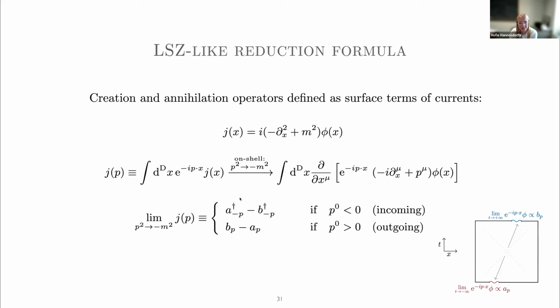So we basically define the creation annihilation operators as this limit, basically picking out the surface terms of this integral here. And this becomes A dagger minus B dagger. So B dagger is the term in the far future, remember, and A is the term in the far past. And similarly, we divide these into incoming and outgoing. So everything here is so far just like in textbooks, but it's actually important for us to keep both of these terms, to keep the terms in the past and the future.